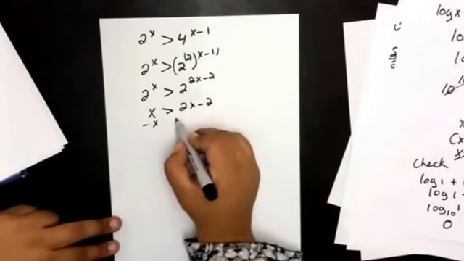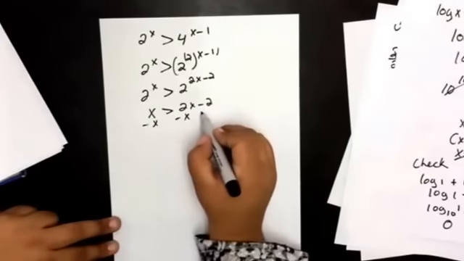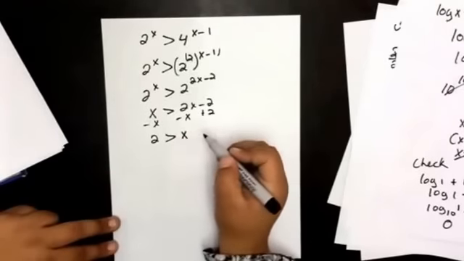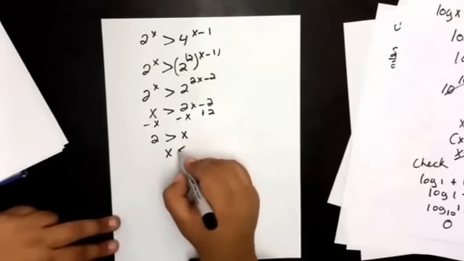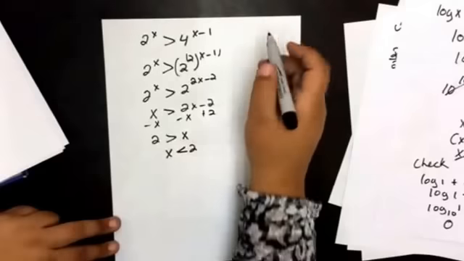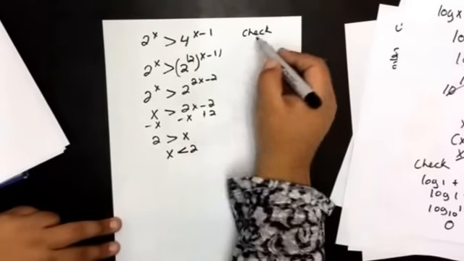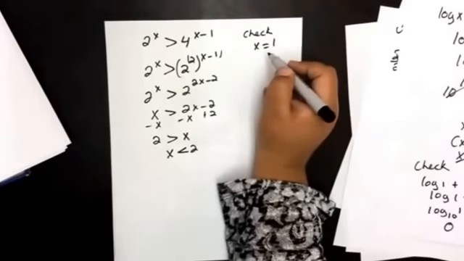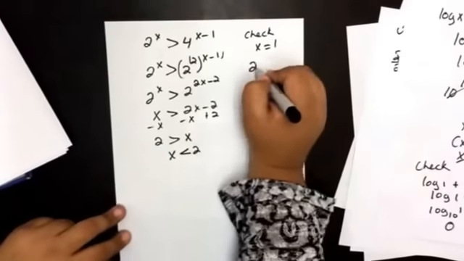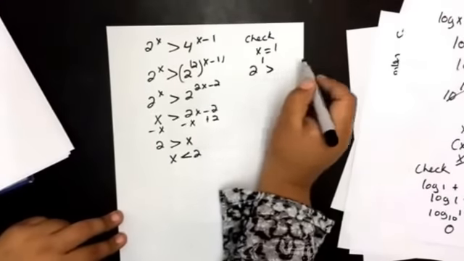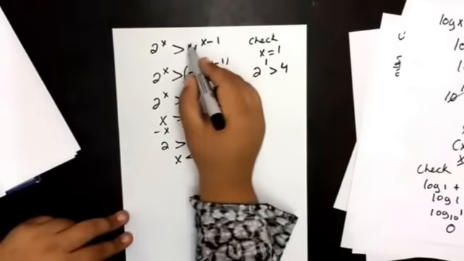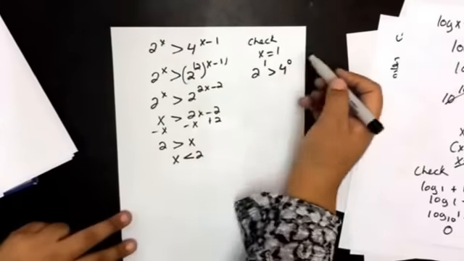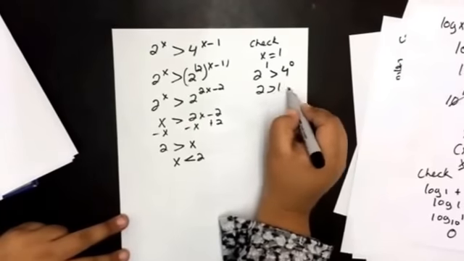If I subtract an x and I add a 2, then I have that 2 is greater than x, or x is less than 2. And that's your solution. If you want to check, let's say that x equals 1, because x has to be less than 2. So 2 to the 1 is greater than 4 to the 1 minus 1, which is going to be 4 to the 0. 2 is greater than 1. That's true.